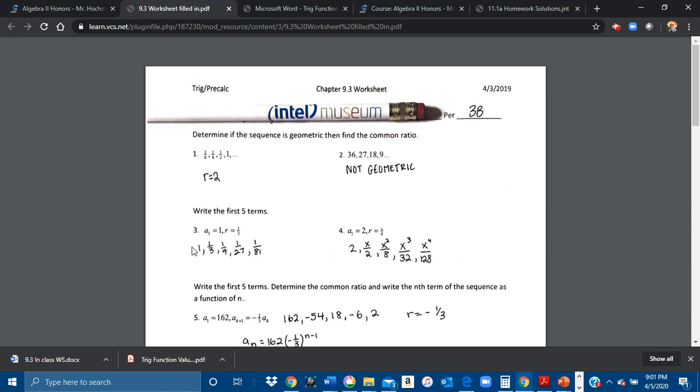So a sub 1 is 1, times 1/3 is 1/3, times 1/3 is 1/9, times 1/3 is 1/27, times 1/3 is 1/81, and so on. Here I've got a sub 1 is 2, and my r is some value x over 4. It's kind of hard to see there, but that's an x. So 2 times x over 4 would be x over 2, times x over 4 would be x squared over 8, times x over 4 would be x cubed over 32, times x over 4 would be x to the 4th over 128.